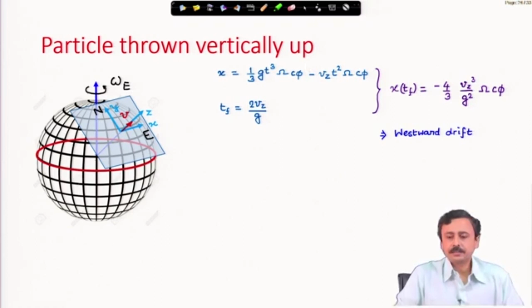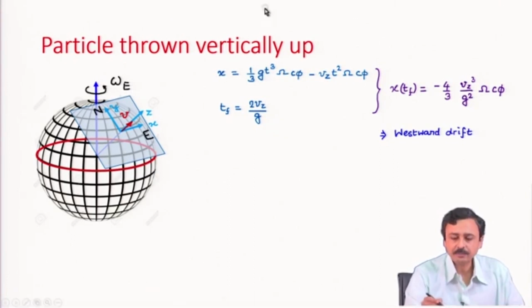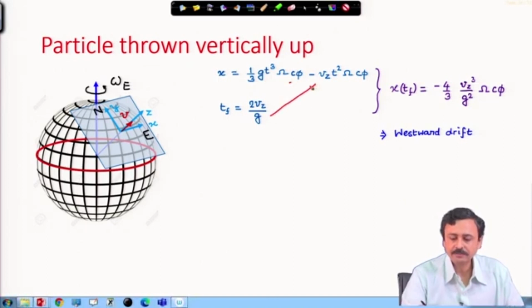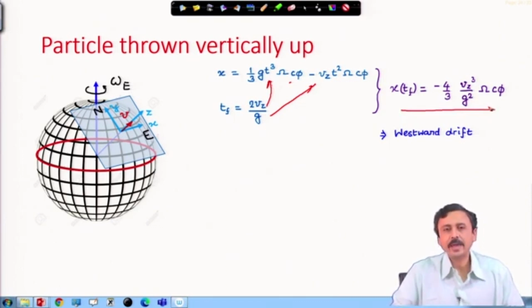So, the x coordinate of the particle is given by this expression which we have found, and let us substitute T f into this expression of x. That means, after the full time of flight, where does the particle land? We have already noted that it is going to have a shift in the x coordinate, that means in the east or west directions. To find where it will land, I just substitute this expression of T f here, and I get this simplified expression of x at T f.